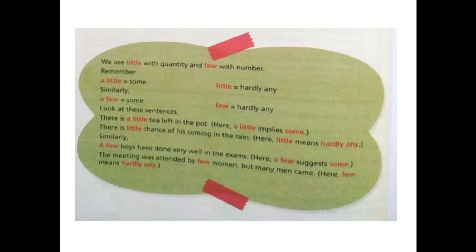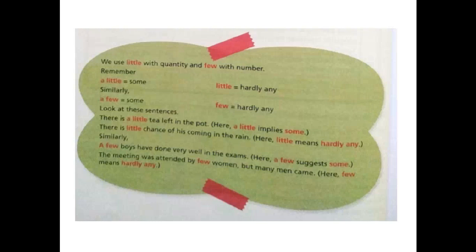So when you're talking about quantity, remember quantity is something that you cannot count on your fingers. You cannot count it like 1, 2, 3, right? Whenever you have quantity, that is uncountable things, you will use little. Whenever you have number, that is when you can count the particular thing or the person, then you can use the word few. So when it is uncountable, you will use little. When it is countable, you will use few. Alright.